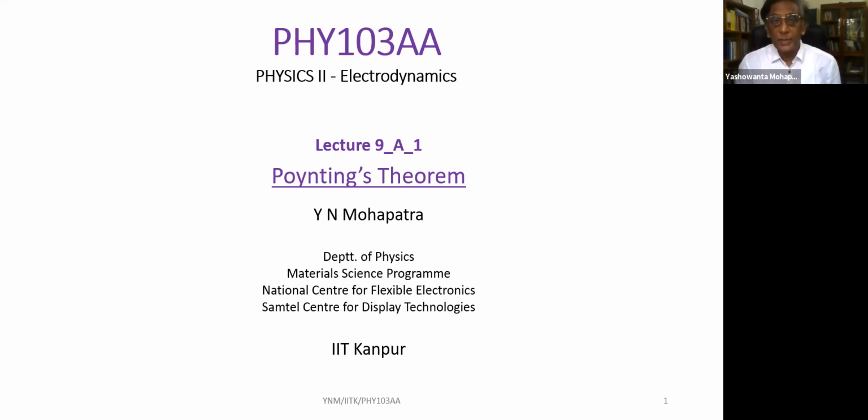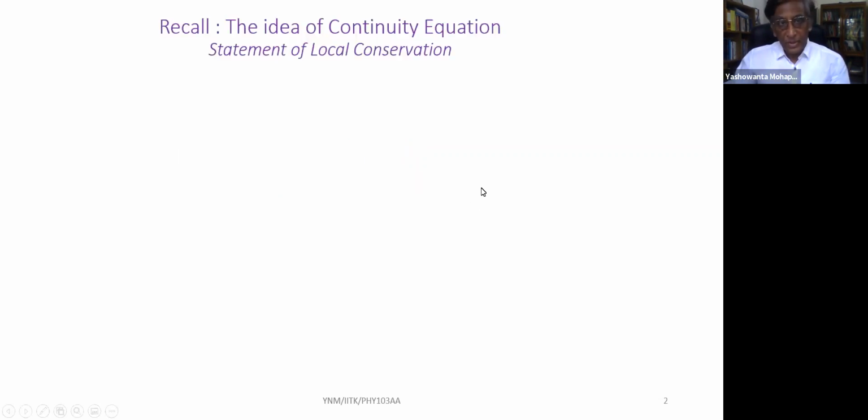Okay, so let's go to lecture 9A1, which is about Poynting's theorem. I want to discuss under this the energy flow and storage of energy in an E and B field, or electromagnetic field, as you have been discussing. So let's start by recalling the idea of the continuity equation.